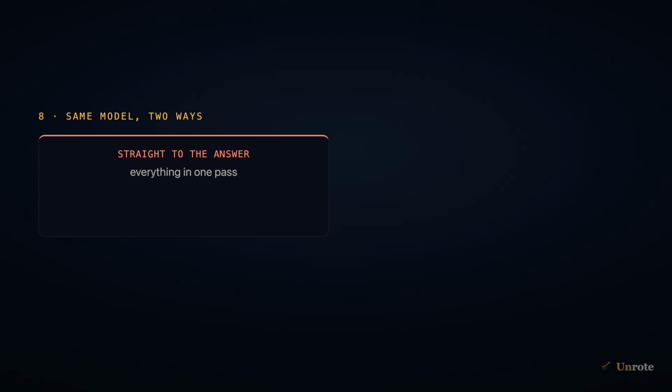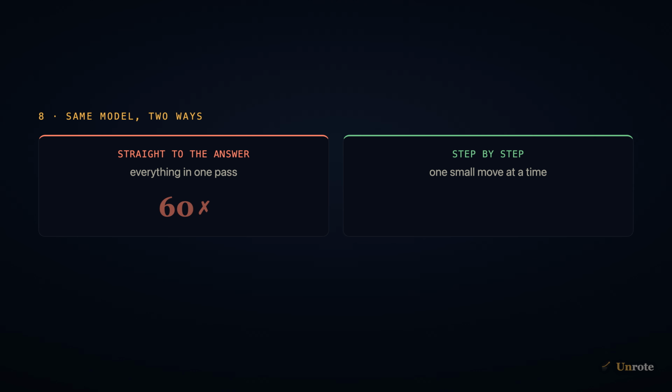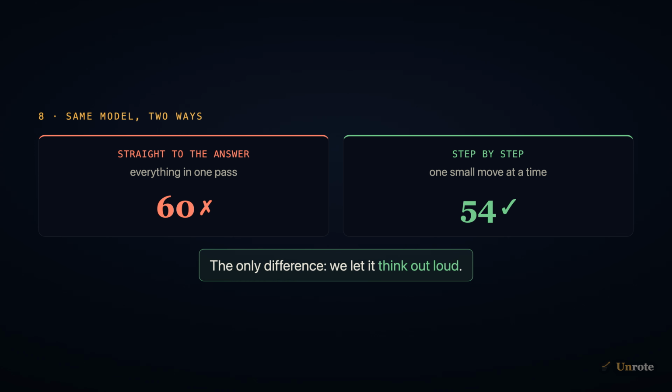Put them side by side. Straight to the answer, the model has to do everything at once and lands on a confident 60. Wrong. Step by step, it does one small thing at a time and arrives at 54. Right. Same model, same question. The only thing that changed is that we let it think out loud.